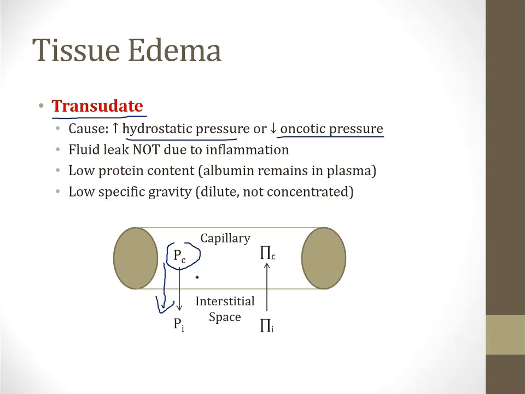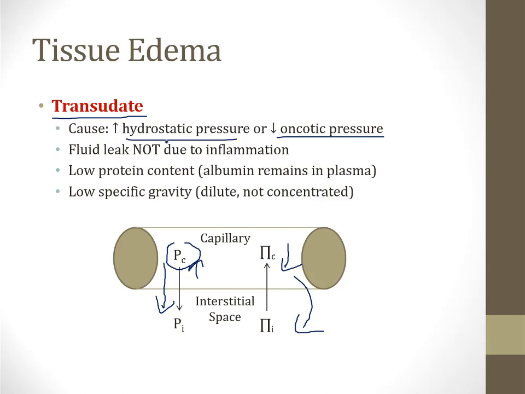So if this hydrostatic pressure is very high, that will lead to leakage of fluid, but this has nothing to do with inflammation and nothing to do with an increase in vascular permeability. The same is true if the oncotic pressure in the capillary falls for any reason. Say, for example, the patient is losing albumin from renal disease. That patient will have a low capillary oncotic pressure, and this will favor movement out into the interstitial space. But once again, this has nothing to do with inflammation.